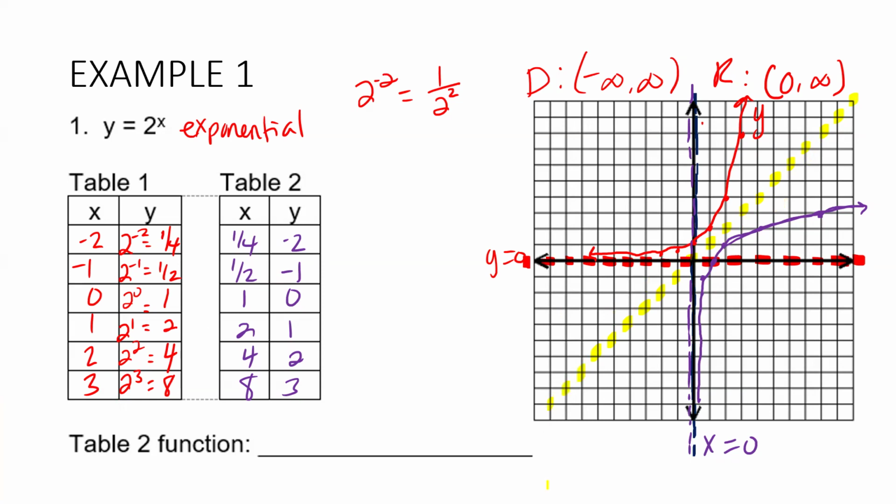So if you look at that line, what do you notice about this? They're reflections, okay? Your inverses are going to be reflections over the y equals x line, okay? And if they do intersect, they're going to intersect on that line.